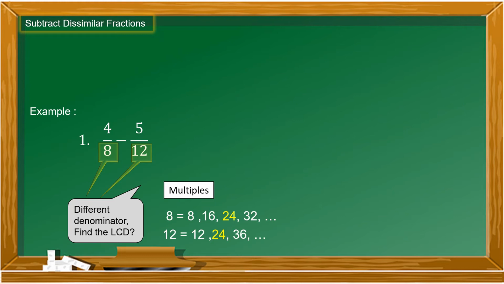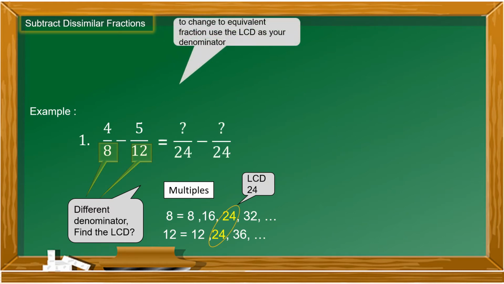Is there any number they have in common? Yes, they have a number in common, that is 24. This will be your LCD. The LCD is 24. Use this as your denominator. To change to an equivalent fraction, use the LCD as your denominator. Then, to get the answer in the numerator, use the given problem again.